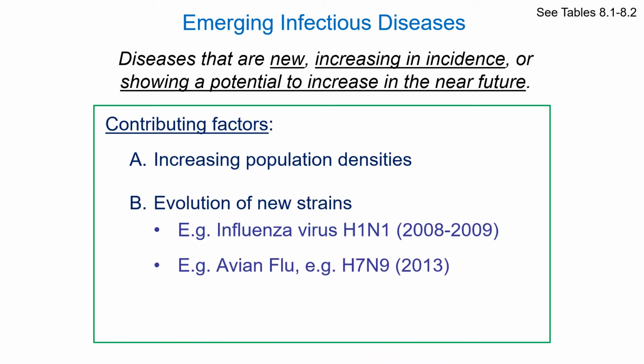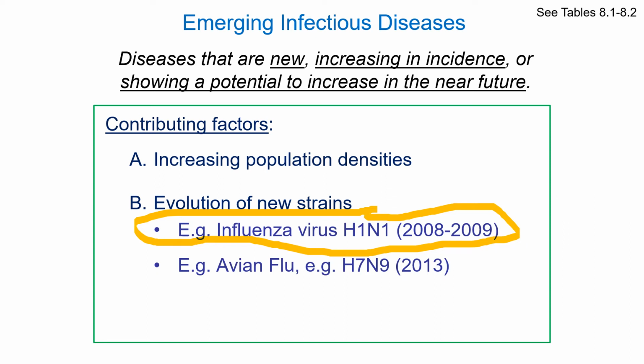B, sometimes we get new strains. So in 2009 we had this H1N1 virus. This turned into a pandemic. This year we have this SARS-CoV-2 virus, which is a new strain, so the human population is entirely naive, so we're all getting infected.